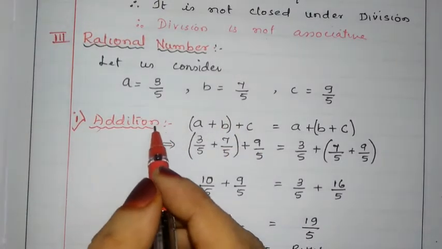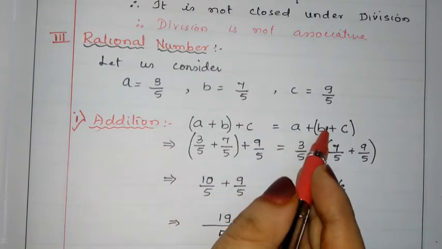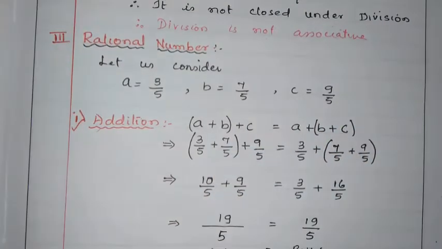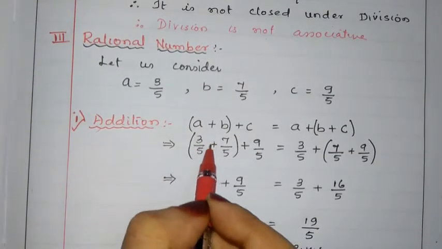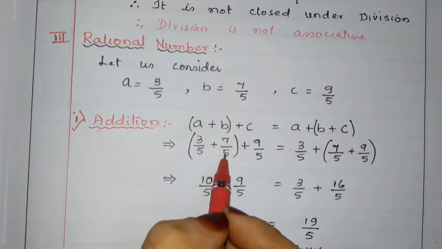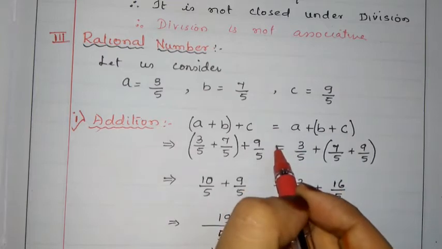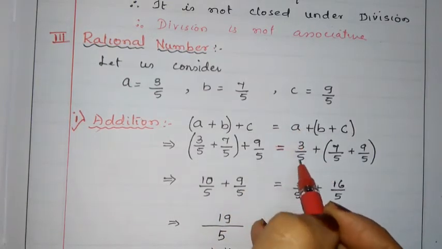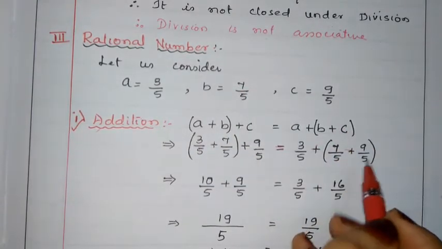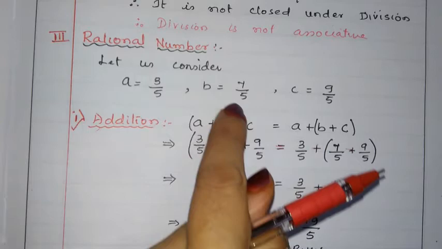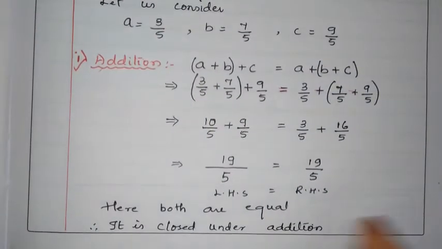We know that the associative property is a plus b plus c is equal to a plus b plus c inside the bracket. So in a place 3 by 5, plus sign as it is, b place 7 by 5, plus sign as it is, c value 9 by 5, equal to, as it is, a again 3 by 5 plus b value 7 by 5 plus c value 9 by 5. Here what I have done is only substituted the values. Okay. Now let us check how it will be.